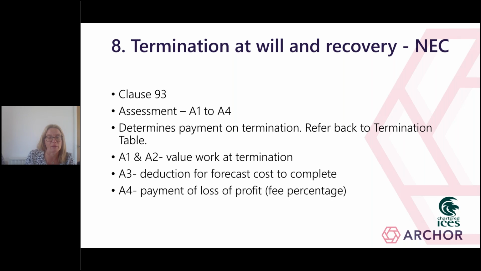The main one here is also A4. Now, A4 is basically payment of your loss of profit in the event of termination. And that is your payment of your fee percentage. Now, as a contractor, under a main contract, if you are terminated, you will want to receive your loss of profit. The client will not want to pay you loss of profit if the termination is by reason of default. So in some instances in the termination table, A4 does apply, and that is what I'm going to come on to in relation to the amendments that we see.